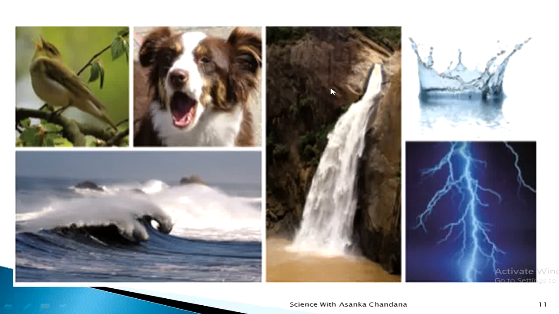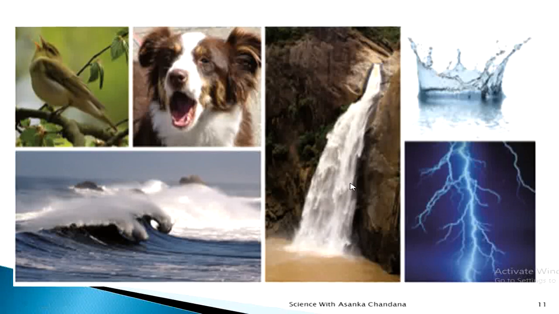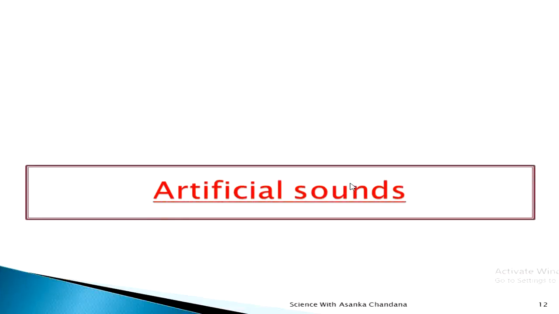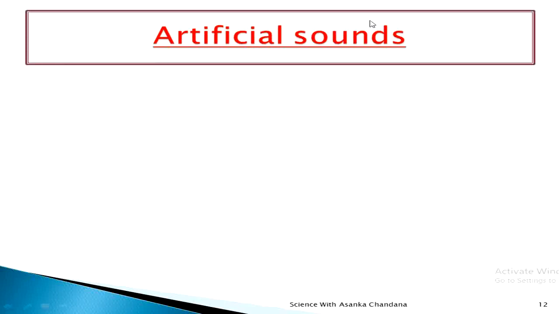Right, this is the birds. These birds produce sound in the environment naturally. Sound of the sea, barking of the dog, sound of the waterfall, and sound of the lightning are examples for the natural sounds. Now we have learned about the natural sounds, then we will go on to learn about the artificial sound.